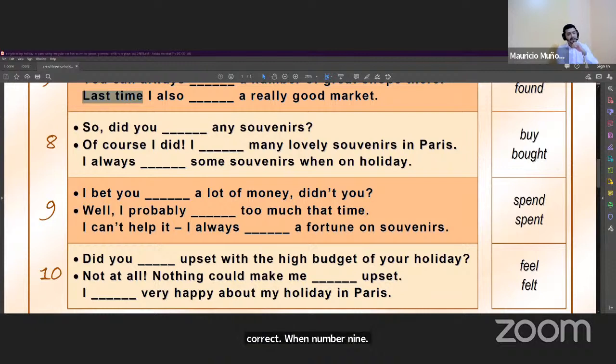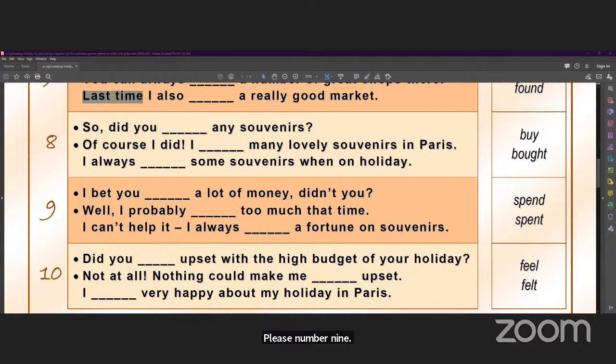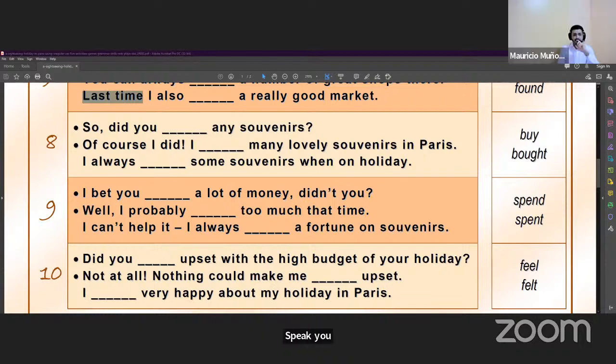Number 9. Narcisa Manzaba, please. You spend a lot of money, didn't you? Well, I probably spend too much that time. I can't help it. I always spend a fortune on souvenirs.